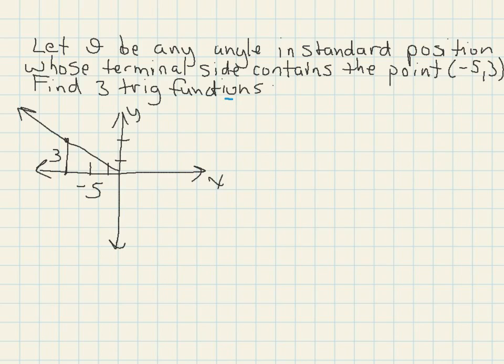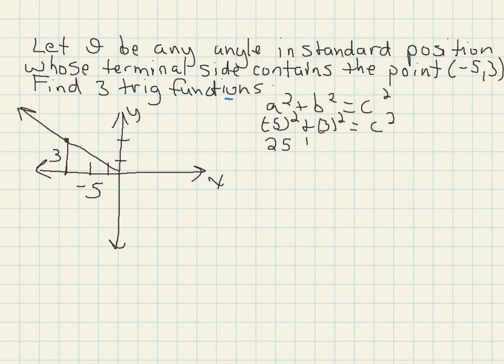What we need to find out is the hypotenuse. And since it makes a right triangle, we can use the Pythagorean theorem. A squared plus b squared equals c squared. And so we'll have -5 squared plus 3 squared. It doesn't matter which one you let be A or B.